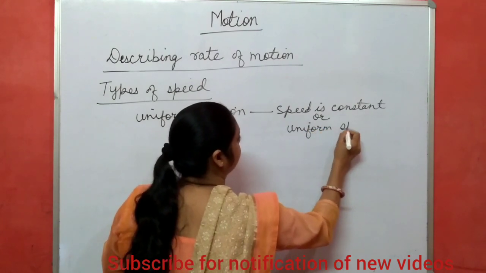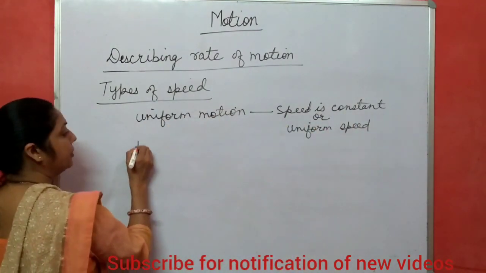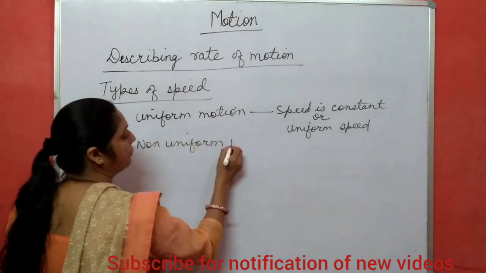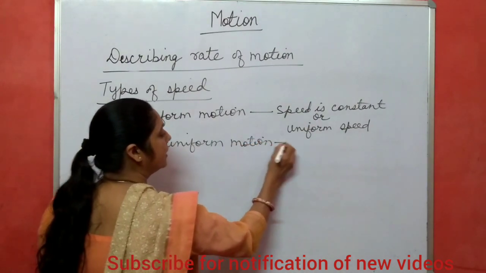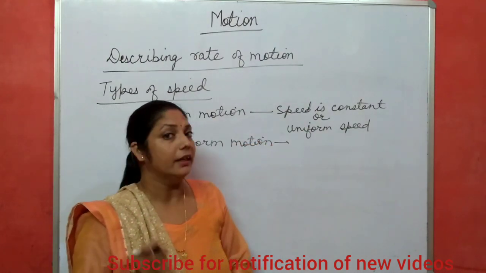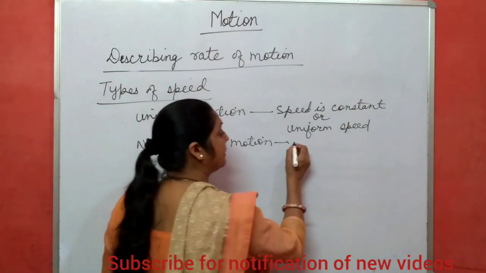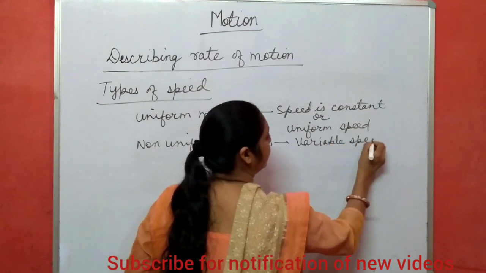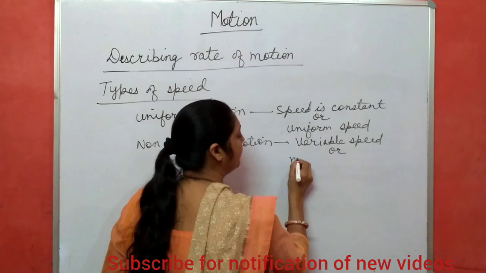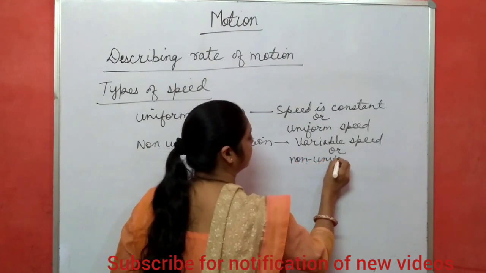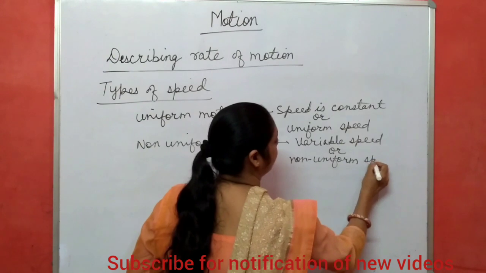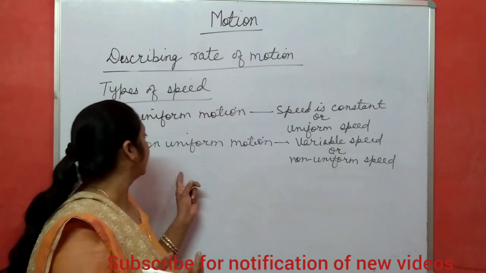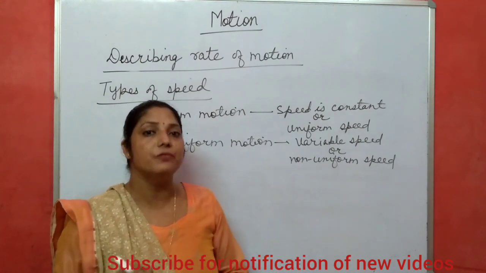But in case of non-uniform motion, a body covers unequal distances in equal interval of time. In that case, speed is not constant. Speed is variable. This variable speed you can also call non-uniform speed. So in case of uniform motion, speed is constant, but in case of non-uniform motion, speed is variable.